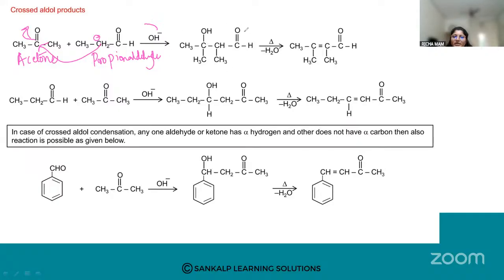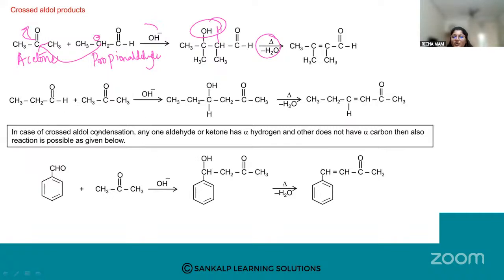Okay, I'm going to get a beta hydroxy aldehyde. So this beta hydroxy aldehyde, what am I going to get further? When you heat it, the water is lost, and I'm going to get C double bond C. So I'm going to get an alpha beta unsaturated aldehyde here. Similarly, like this.